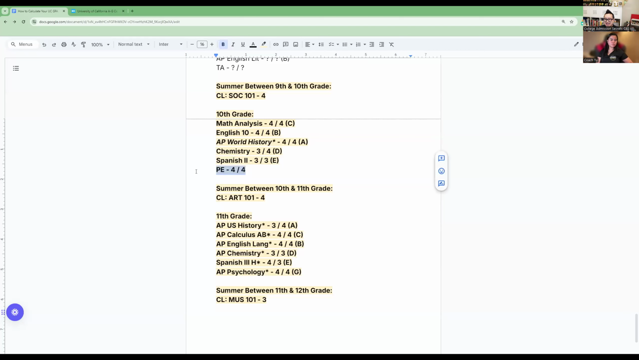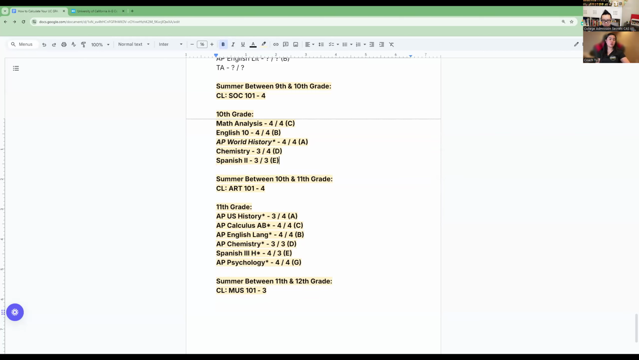Do I add it? What do I do with the PE here? Great question. If we are looking to calculate the UC GPA, PE would not count in here because it does not fall under the A through G requirement for these UCs.